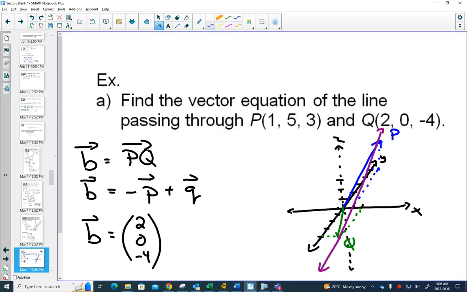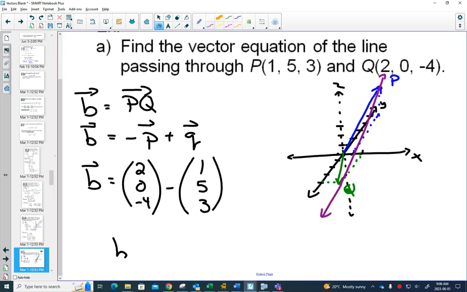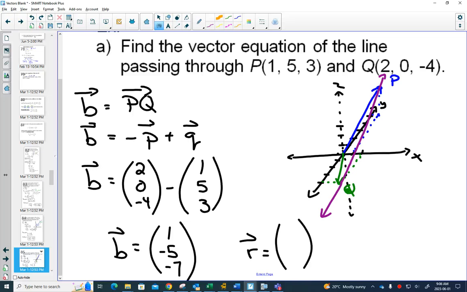Actually, it wouldn't make too much difference. That's where it should be, we can imagine it. So Q is (2, 0, -4), minus P, and P is (1, 5, 3). It's not hard to get our direction vector. We get (1, -5, -7). And now for our vector equation of a line, you can choose P or Q.